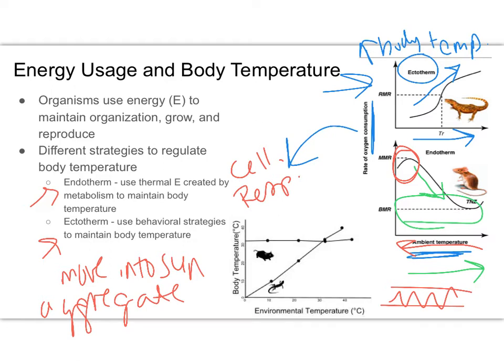Where the ectotherm will just die. Its chemical reactions, its oxygen consumption will actually go down as the ambient temperature gets colder. Its oxygen consumption will go down because the chemical reactions slow down due to the temperature, and they could slow down enough where it dies.